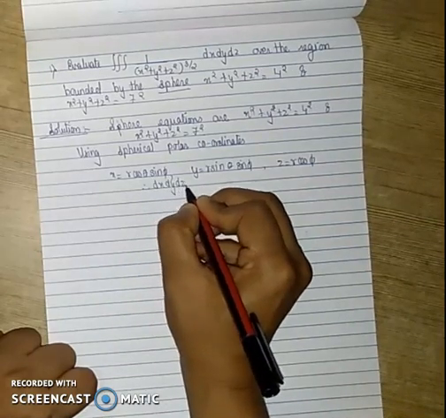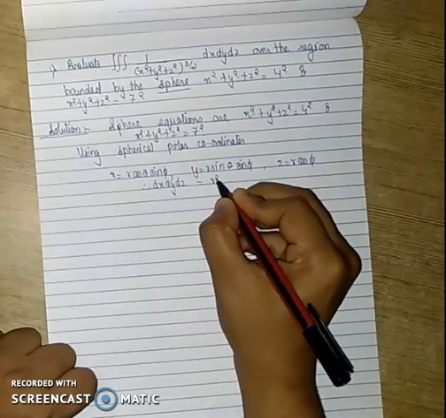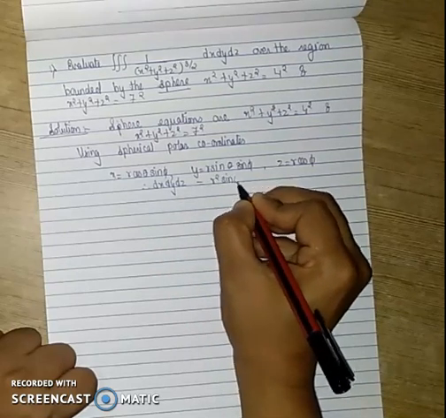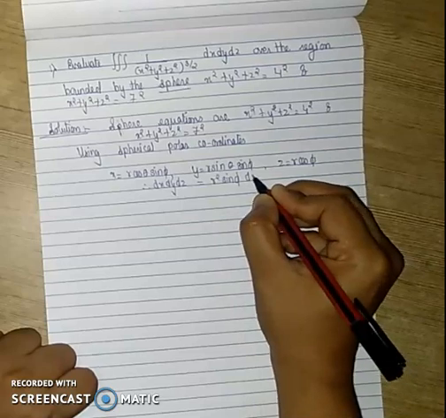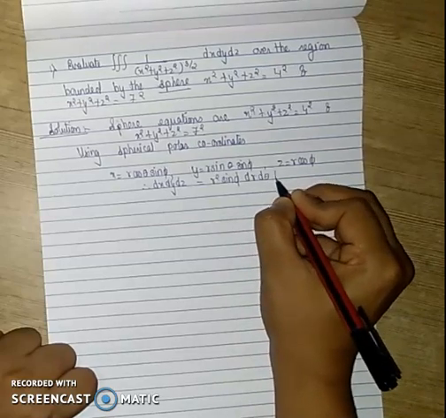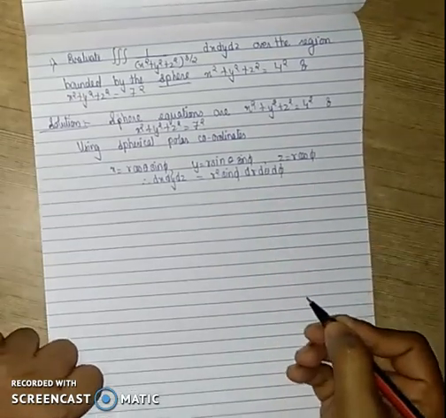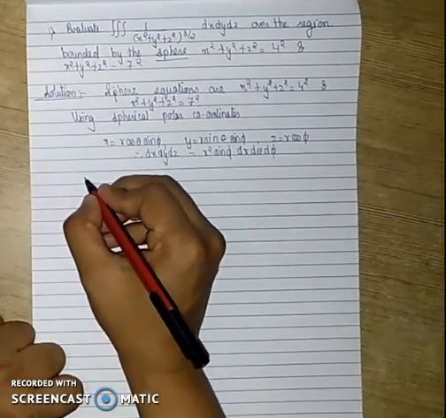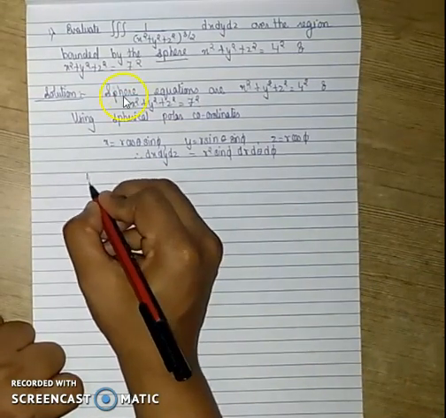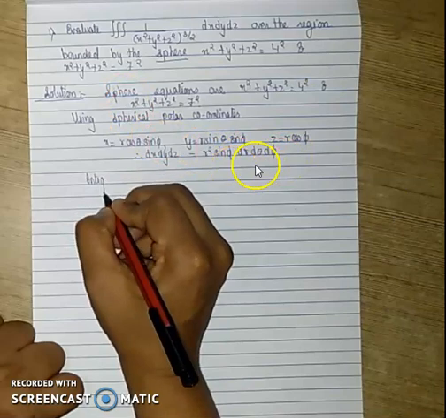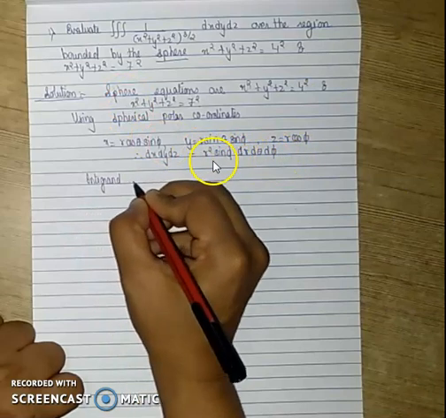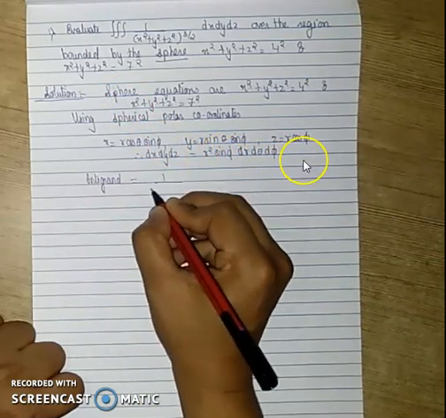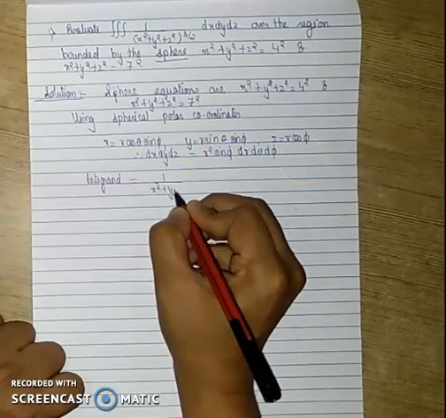dx dy dz here gets replaced with r square sin phi dr d theta d phi. Remember, we'll stick to the order dr, d theta and d phi, where r square sin phi is the Jacobian. We'll move ahead with the integrand.